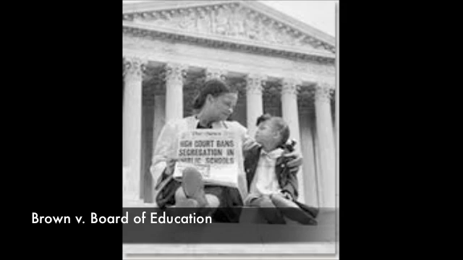But in 1954, under the leadership of Chief Justice Earl Warren, the Supreme Court overrode the earlier decision in the landmark case Brown v. the Board of Education. The Supreme Court ruled that separate educational facilities were inherently unequal, and segregated schools were declared unconstitutional.